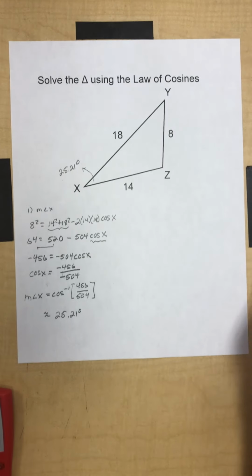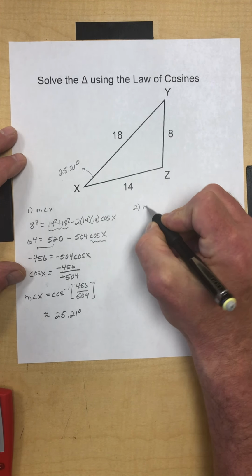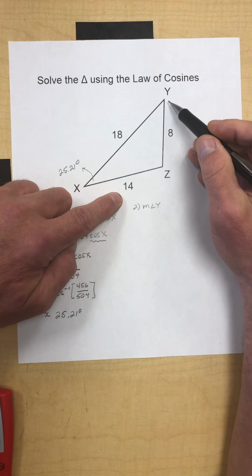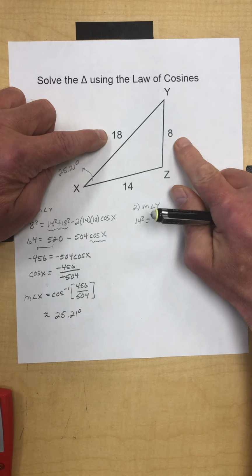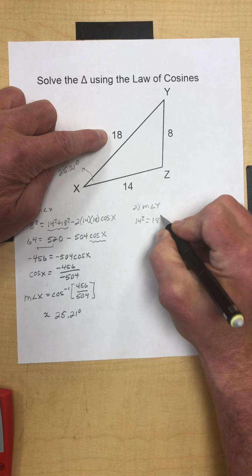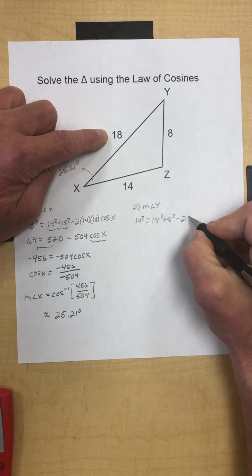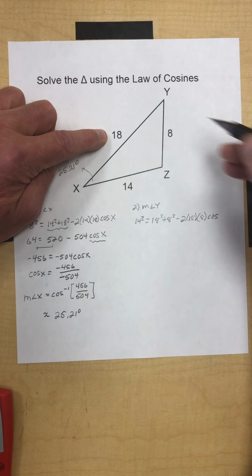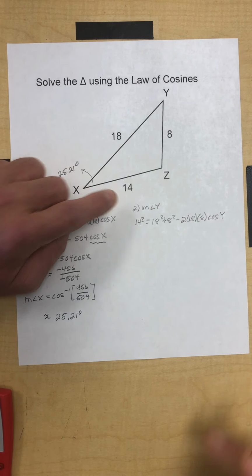I'm going to go after angle Y next. So I'm going to do the measure of angle Y. If I'm doing that, I start at the side opposite, so I start with the 14 squared equals the sum of the squares of the other 2 sides, so that would be 18 squared plus 8 squared minus 2 times these other 2 sides, so 2 times 18 times 8 times the cosine. Well, I started with 14, so I have to end up with cosine of the angle opposite to 14, which would be cosine of angle Y, and that's what I'm looking for.